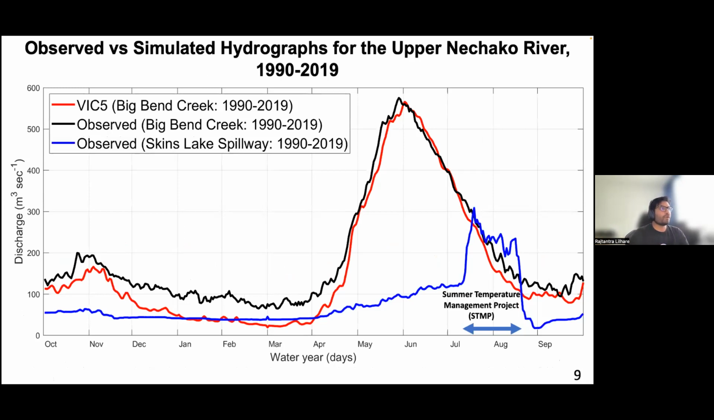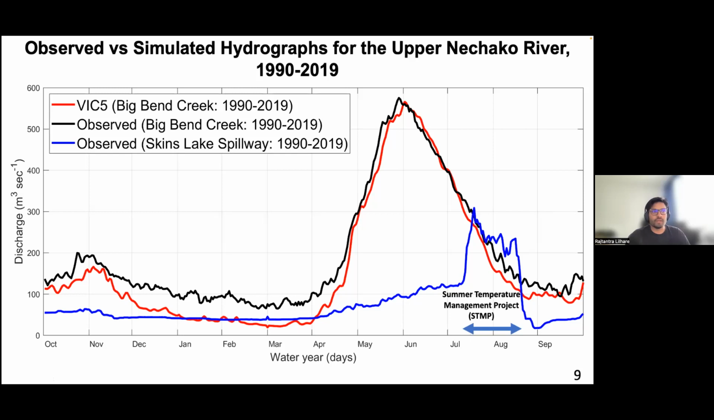In the second one, we saw the observed versus simulated hydrographs for the upper Nechako River. You can see the red one is the daily hydrograph by water years at Big Bend Creek, and the observed one at Big Bend Creek. It matches pretty well for the VIC model. The blue line shows the observed flow at the Skins Lake spillway, which is released from the Skins Lake spillway to the lower Nechako. Here you see the period between 10th July and August 20.